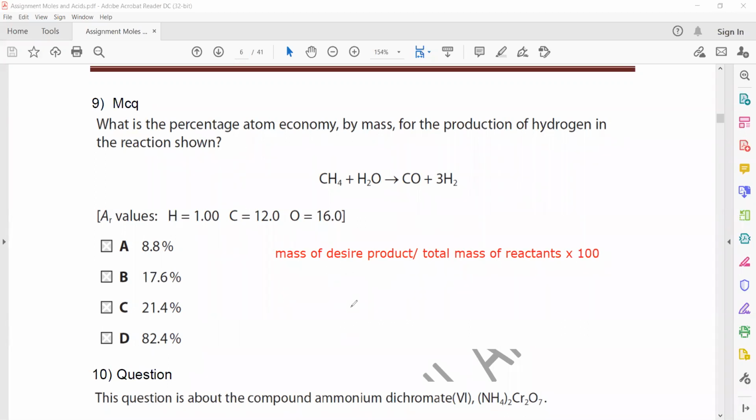So mass of desired product, hydrogen is a desired product here. So total mass 3 multiplied by 2, that's equal to 6, divided by total mass of the reactant. So carbon is 12 plus hydrogen 1 into 4, so that is 16, plus water mass is 18, so 18 plus 16, that's equal to 34, into 100. So 6 divided by 34 multiplied by 100, that's equal to 17.6% atom economy of hydrogen by mass. So the correct answer for this question is B.